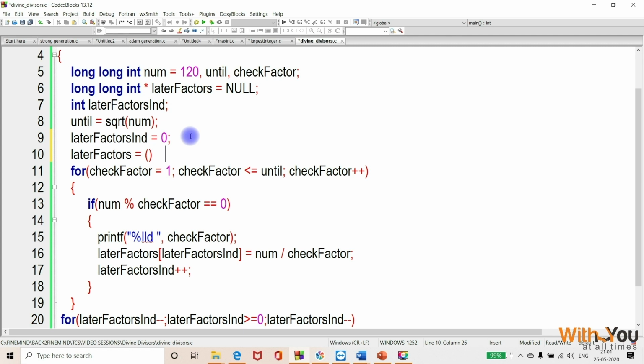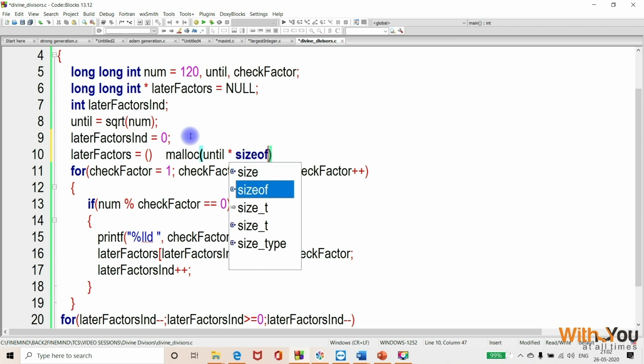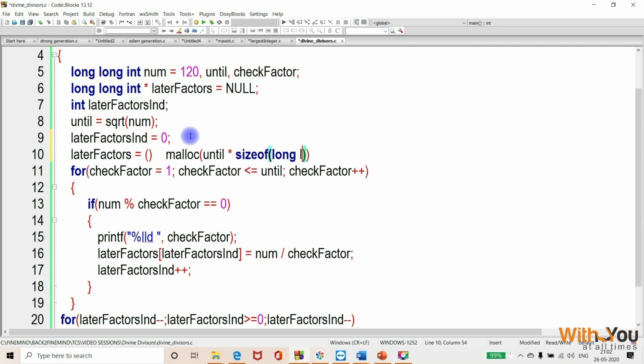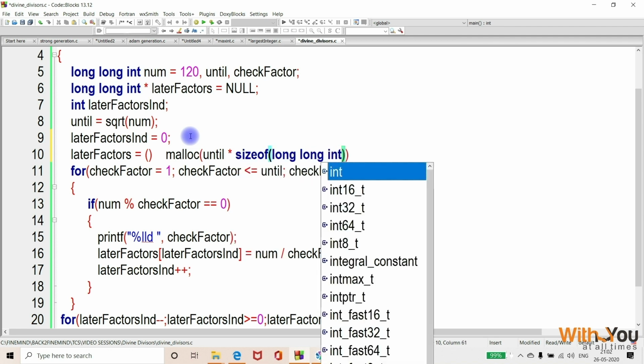You will find that malloc is sufficient because we don't want all of them to become 0. That isn't compulsory. So malloc, and what is the parameter malloc wants? How many bytes do you want? So how many? Remember, we have decided to do until. Until is going to be my worst case. So until into sizeof. What's going to be every entity? Every entity is a long int.